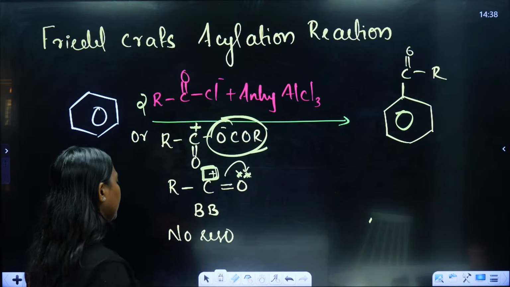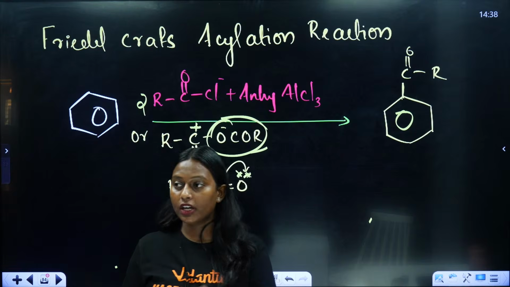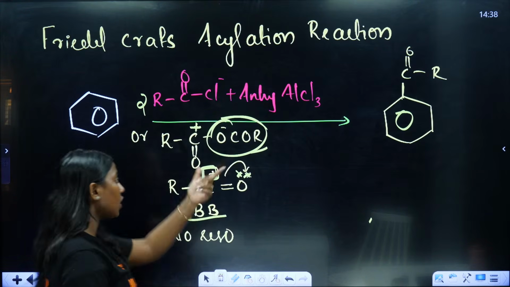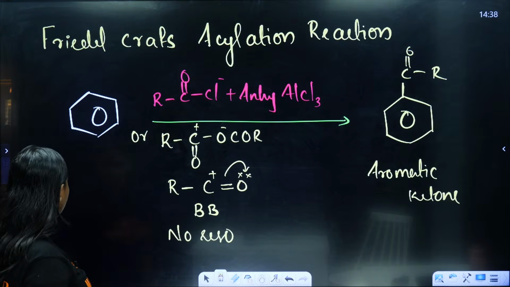So what is that? It is back bonding, which means it is more stable. When you consider back bonding and resonance, back bonding is more stable. So it attaches like that, that's all. You will get aromatic ketone.